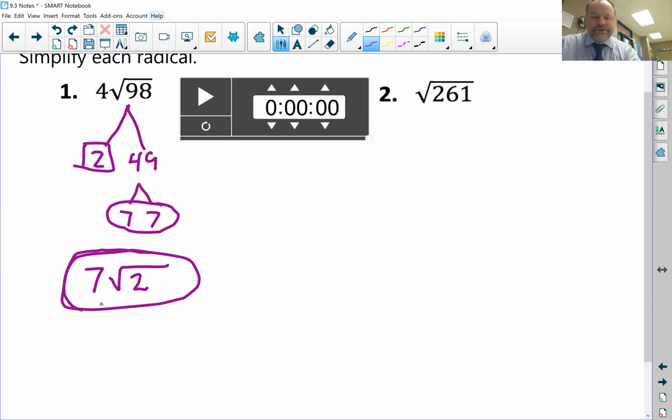All right, 261. Oops, using the perfect square method. Let's see. 16 squared is 256. Oh, 261, first of all, I should check, is it a perfect square? And I do not believe it is. So then I should check. 256 is the largest perfect square that's less than 261, but 261 is not evenly divisible by 256.